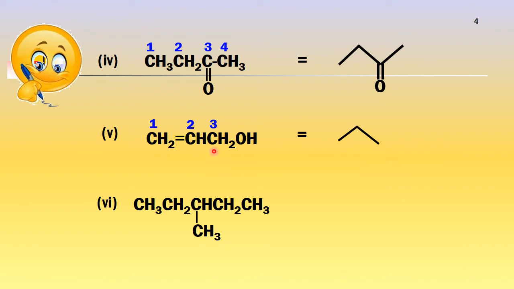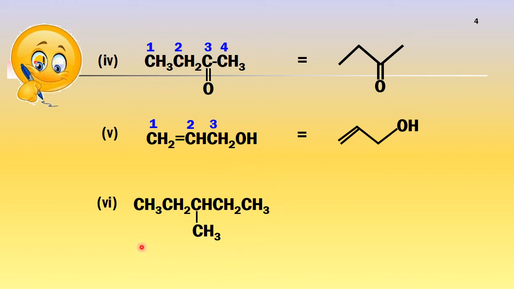The third carbon is attached to an OH group. So this is the third carbon. We have to write a line and bond the OH group. The first and second carbon are doubly bonded. So we have to add another stroke between the first and second carbon, forming a double bond. We are now done with the skeletal structure for this compound. Now move on to the next compound.